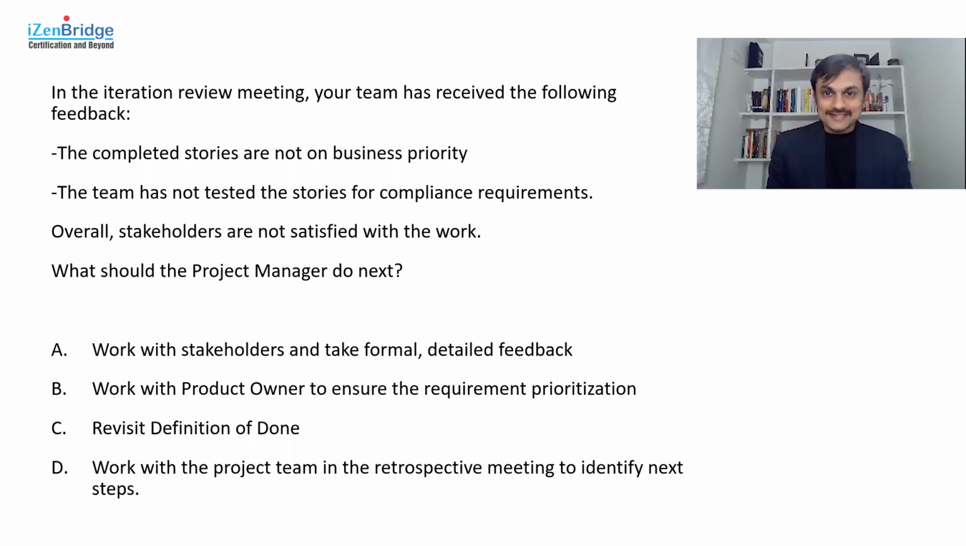So the team got some serious feedback. Option A: work with the stakeholders and take formal detailed feedback. That's what a project manager can probably do. Option B: work with the product owner to ensure requirement prioritization. It seems requirement prioritization was missing, so the product owner should fix it. Option C: revisit the definition of done. It seems the compliance requirements are not included in the definition of done, so probably you need to revisit it again. Seems to be a good idea again, but that's a candidate option. And the final option D is work with the project team in the retrospective meeting to identify next steps.